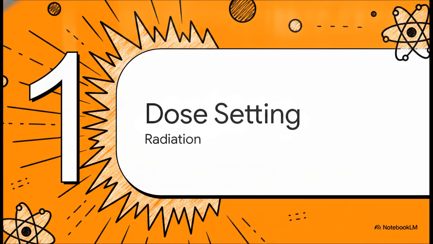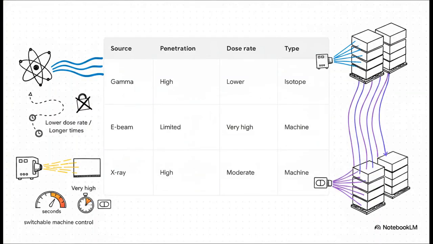Let's get into it. Now, with radiation, the lethal agent isn't some reactive gas or a super high temperature. It's actually the physical absorbed dose itself. And to deliver that dose, the industry relies on three main sources. You've got gamma, using cobalt-60, which gives you beautifully deep penetration for those really dense pellets, but it operates at a lower dose rate over a longer time, and since it's a radioactive isotope, it can literally never be switched off. E-beam, on the other hand, is a machine.